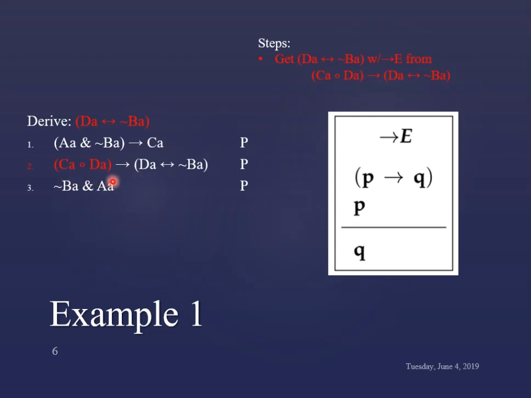You can use arrow elimination to get it, but you can't. You can't actually do that. And the reason why is because you can never eliminate for the antecedent, right? That's never allowed. So we have to derive CA ring DA in some other way, okay?